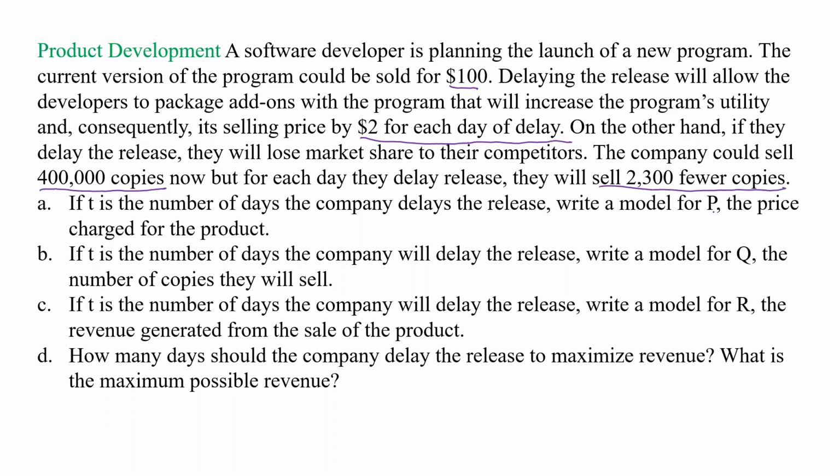fewer copies. All right, so if T is the number of days a company delays a release, write a model P for the price charged for the product. If T is the number of days the company will delay the release, write a model for Q, the number of copies they will sell. If T is the number of days the company will delay the release, write a model R for the revenue generated from the sale of the product. And then finally, how many days should the company delay the release to maximize the revenue, and what is the maximum possible revenue?